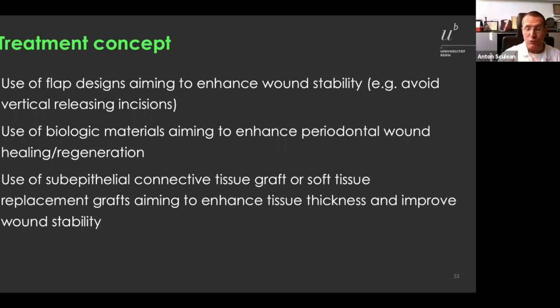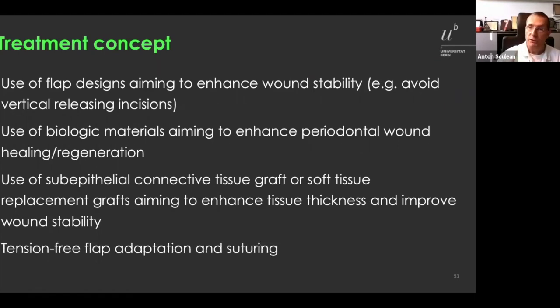Very often the tissue is very, very thin. So in other words, we need to increase the tissue thickness and to improve stability. I would like to use subepithelial connective tissue grafts or soft tissue replacement grafts in order to enhance soft tissue thickness and enhance wound stability. And then, of course, a tension-free flap adaptation and suturing is mandatory.